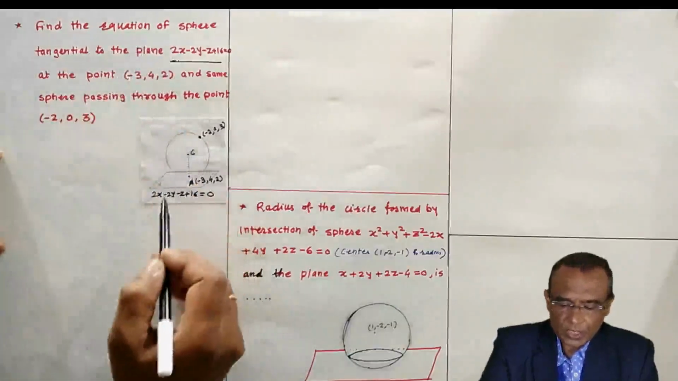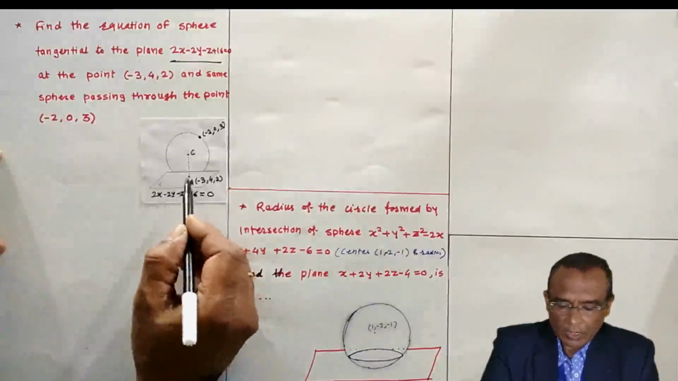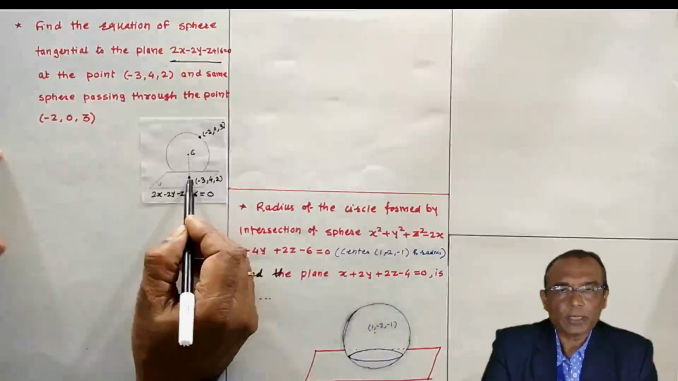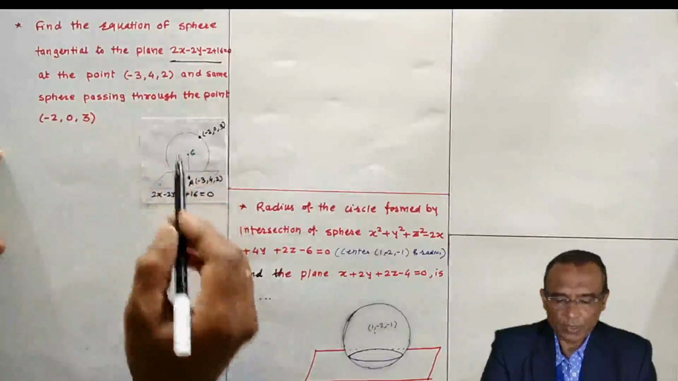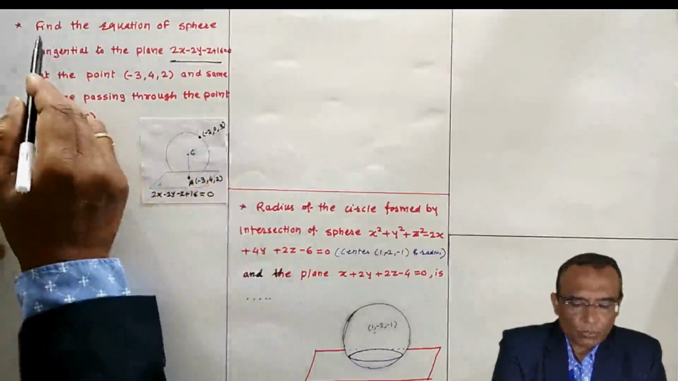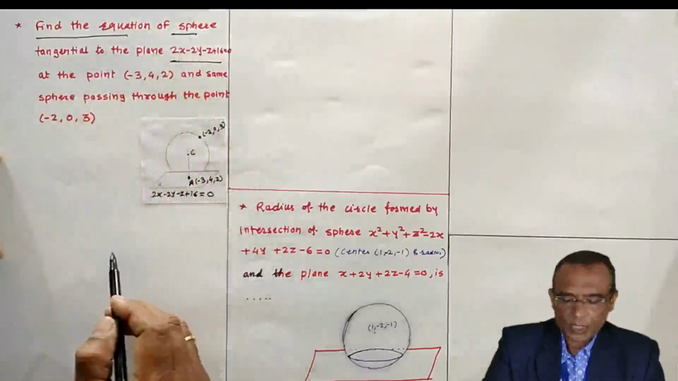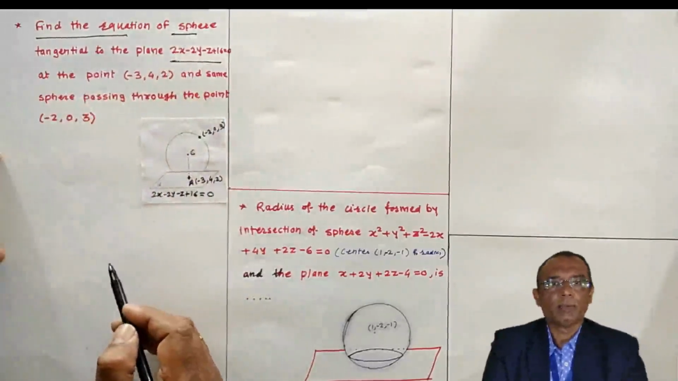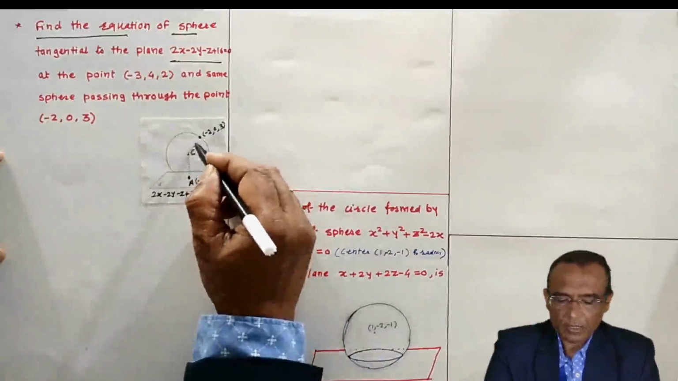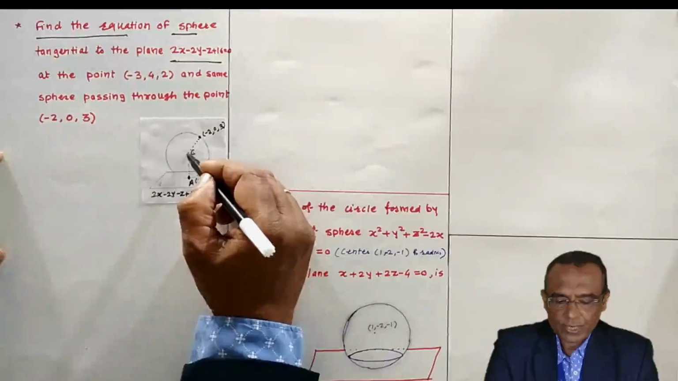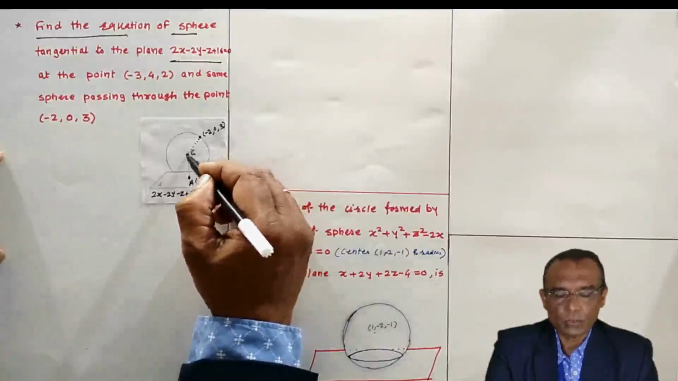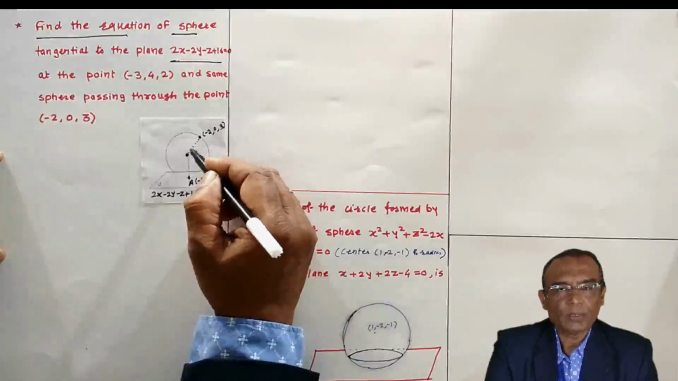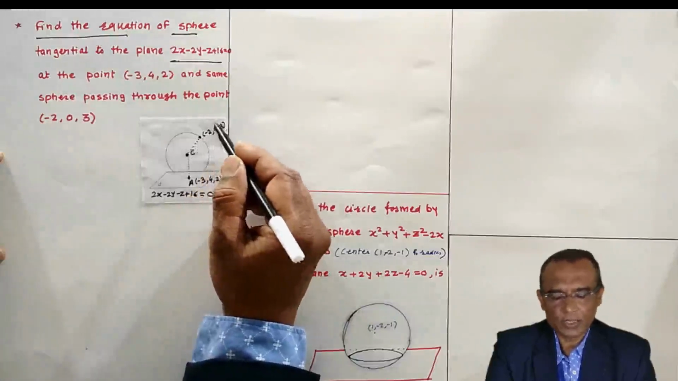The sphere is tangential to this plane. The point of contact of the plane and the sphere is given, and the required sphere passes through the point (-2, 0, 3). We have to find the equation of the sphere. For the equation of a sphere, two things are required: the radius and the center. If the center is known, by the distance formula you can find the radius, and then you can get the equation of the sphere.